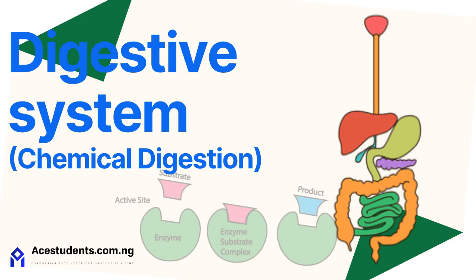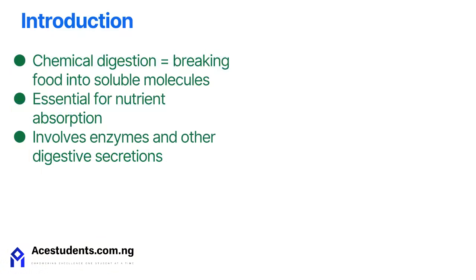Welcome to today's lesson on chemical digestion. We will explore how food is broken down into small, soluble molecules that the body can absorb and use. Chemical digestion refers to the breakdown of large food molecules into smaller, soluble molecules. This process is essential for the absorption of nutrients and is achieved by enzymes and other digestive secretions.